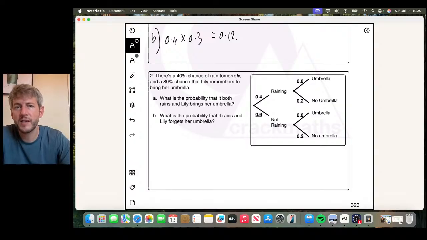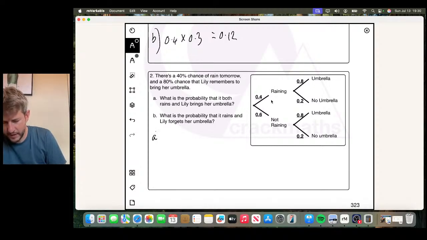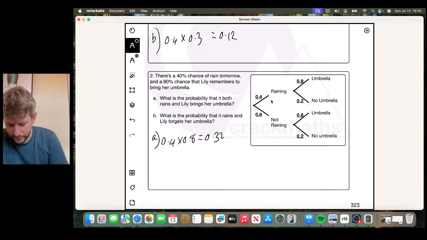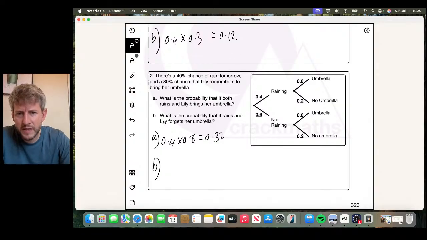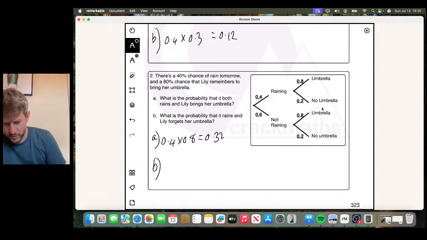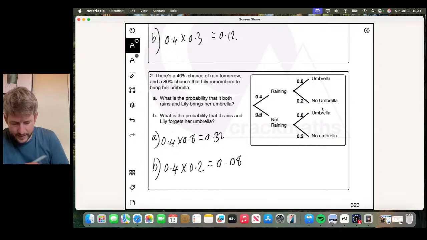There is a 40% chance of rain tomorrow and an 80% chance that Lily remembers to bring her umbrella. A, what is the probability that it both rains and Lily brings her umbrella? Okay, so rains here and Lily brings her umbrella, so that's going to be 0.4 times 0.8, which would be 0.32. And then here we've got, what is the probability that it rains and Lily forgets her umbrella? Okay, so rains up here and no umbrella here. So we've got 0.4 and 0.2. So that's going to be 0.4 times 0.2, which will be 0.08.